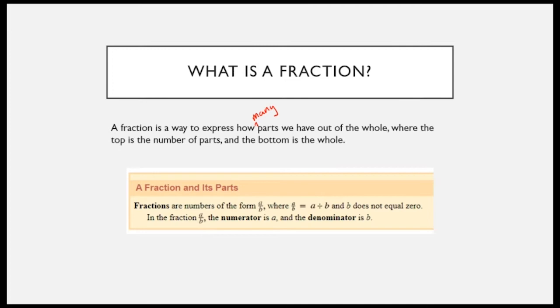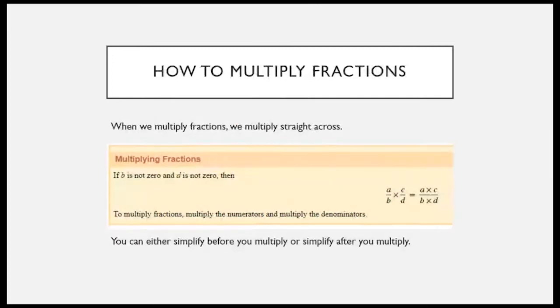We refer to the top as the numerator and the bottom as the denominator. Those are just the technical terms. I just say top and bottom. I don't feel the need to use the technical terms. So for multiplying fractions, you're multiplying straight across. You're multiplying horizontally, you're not going diagonally.